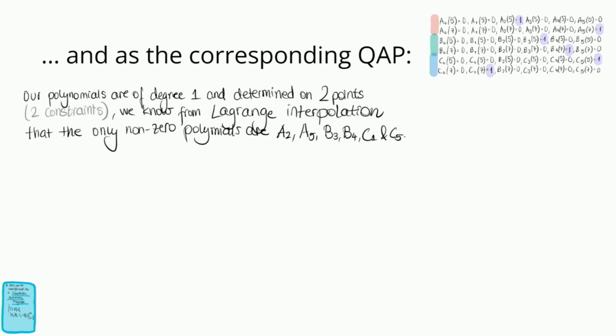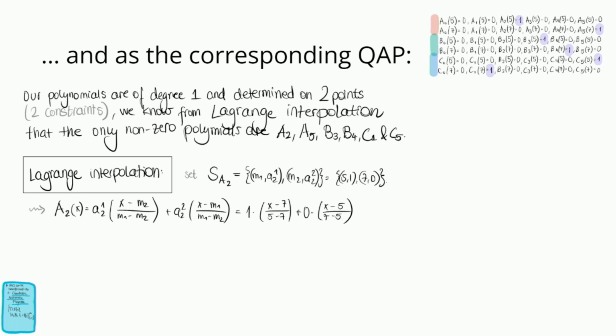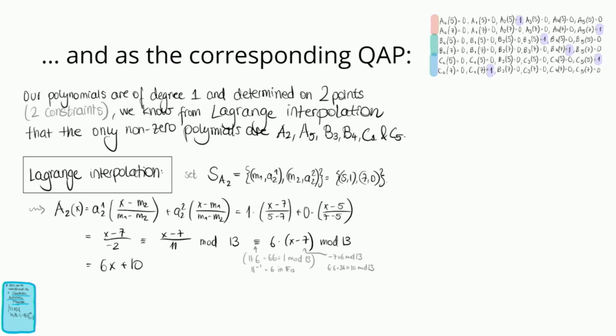So we know from Lagrange interpolation that most of them are 0, but A2, A5, B3, B4, C1, and C5 are not. We can look at the set for A2, which would be (5, 1) and (7, 0), in the middle of the slide there. So we can calculate A2 for x, and this is how we do it. We explain Lagrange interpolation in the manual as well, but this was the deepest I wanted to go. In the end we get for A2 6x plus 10, working in F13.